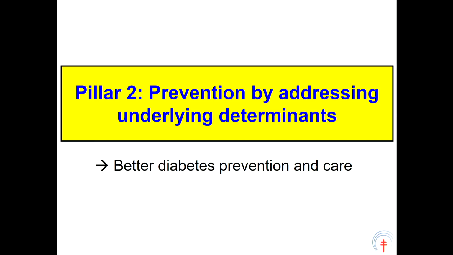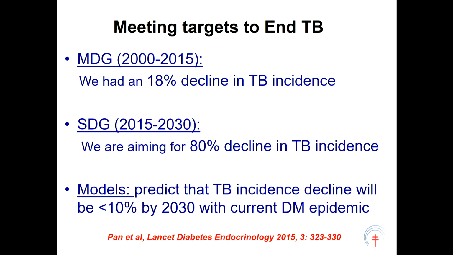Pillar 2, prevention by addressing underlying determinants. So here we need to think about preventing people getting diabetes and caring for them better if they do get diabetes. So just to put this into the context of our End TB targets, if we look at the MDG era, which has passed, during that 15-year period from 2000 to 2015, we had an 18% decline in TB incidence. During the next 15 years, we are aiming for an 80% decline in TB incidence.